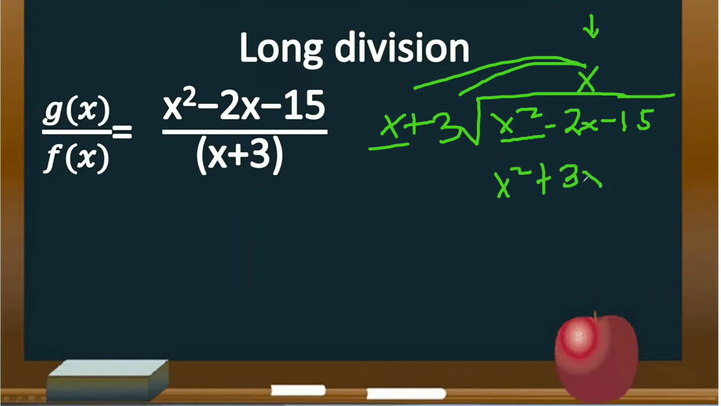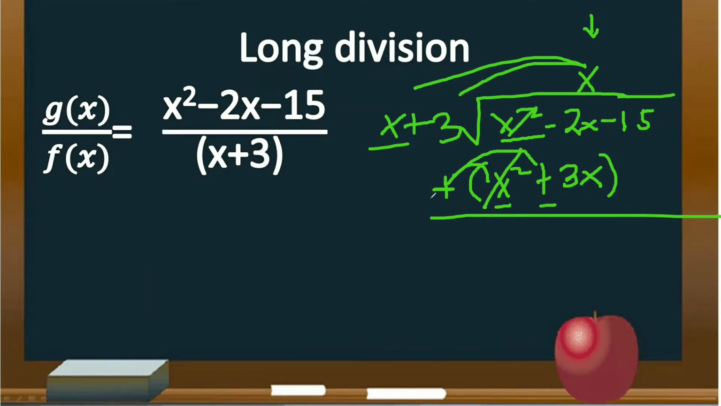And then we will subtract x squared plus 3x from the equation above. To do the subtraction of functions, distribute the negative sign. So this will become negative. Negative times positive, that's negative. And then the operation will now become positive. Then we add x squared plus negative x squared. This will be canceled out. And then negative 2x plus negative 3x, that's negative 5x. And then bring down negative 15.